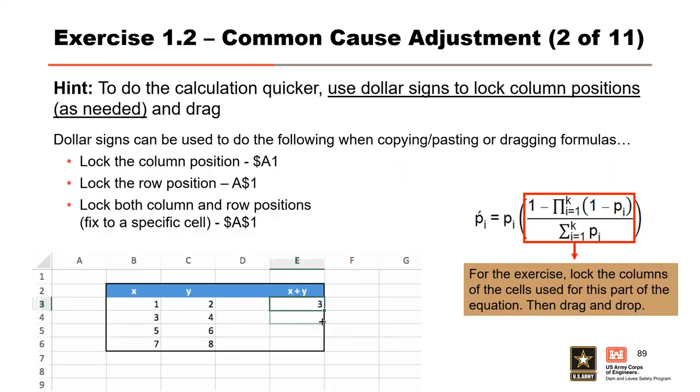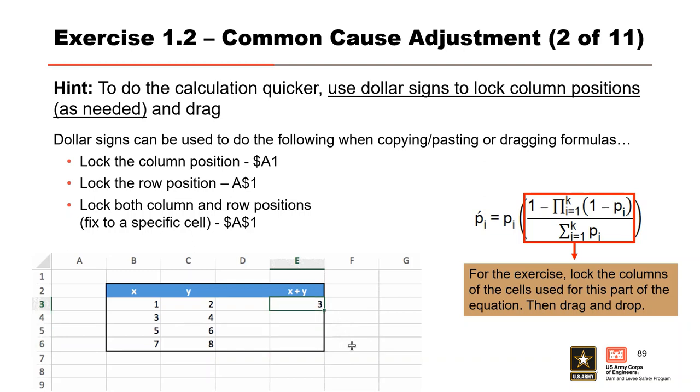If you use dollar signs to lock column positions, row positions, or both, you can then drag the formulas without those cell references changing. If you do not lock any of the cells, all cells will move over and down with how far you drag the formula. For the exercise, if you lock the column position when doing the De Morgan's rule portion in the numerator, and again for the probability sum in the denominator, you will be able to type out the adjusted system response probability formula only once and then drag it over and down.